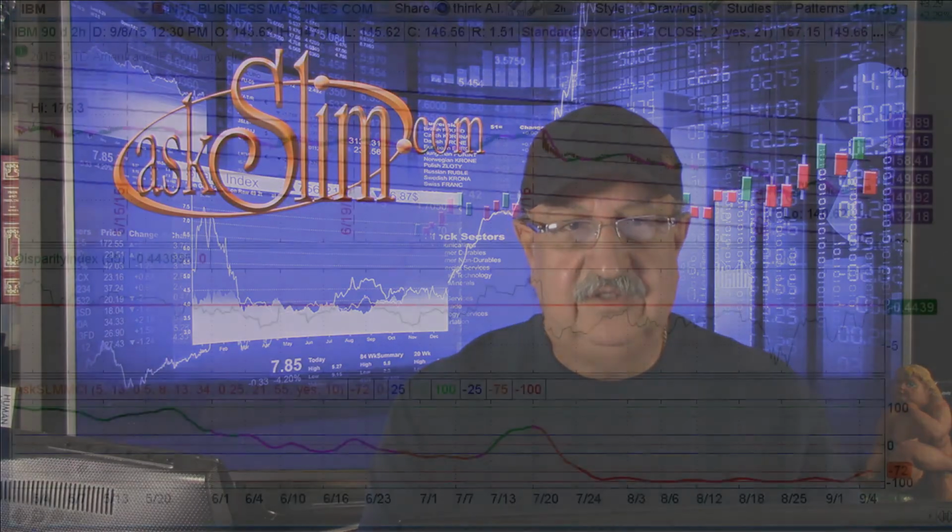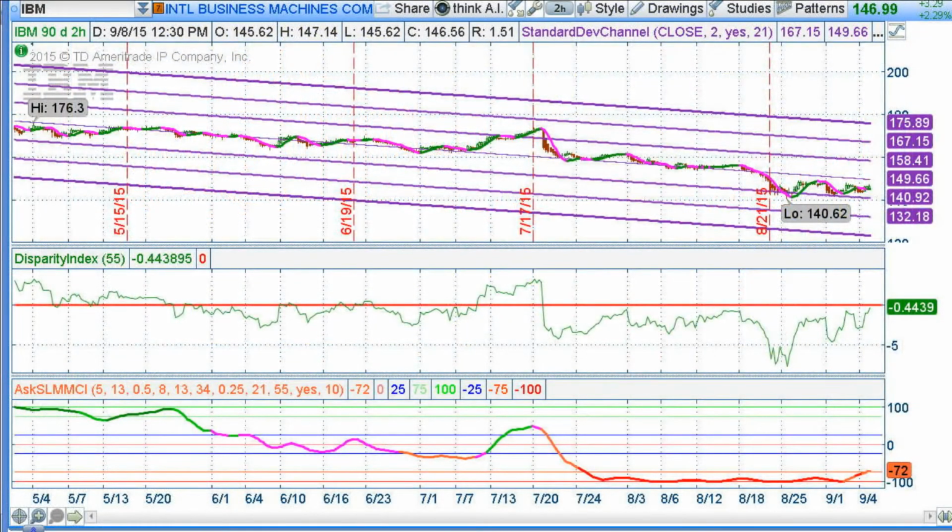Here is the chart of IBM. We're going to stay on that one. And here's a 2-hour chart that I like to use. And this one shows you standard deviation channels right in here. These are all built around the linear regression line that you can see right there, and 1, 2, and 3 standard deviations on this 2-hour chart.